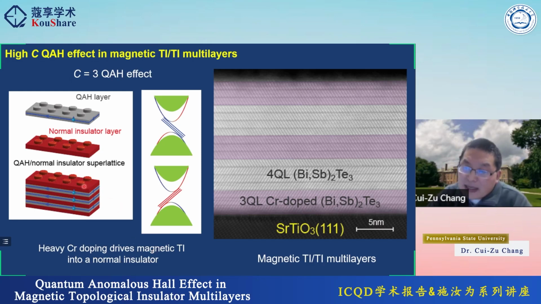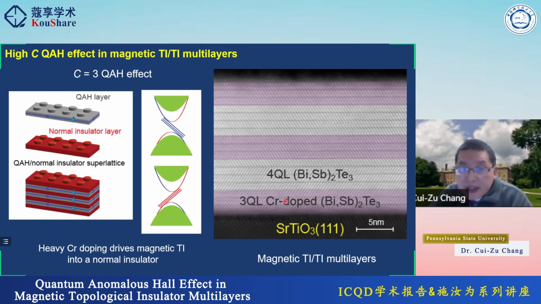And we take the C equals 3 quantum anomalous Hall state as an example. This is the band structure in the momentum space. And this is the heavily chromium-doped bismuth antimony telluride and the undoped bismuth antimony telluride. I already showed you why we choose this four-element or three-element composition. It is just to make the bulk of the topological insulator insulating. So here, this is very heavily doped. As I just showed you, this layer is a normal insulator.